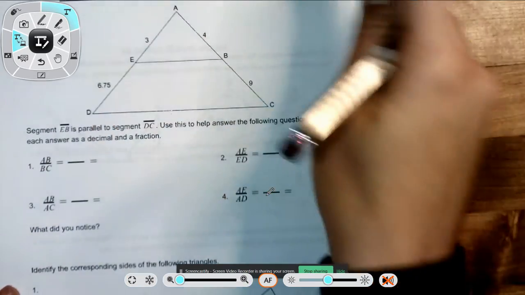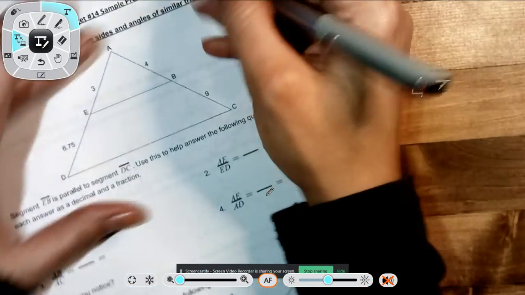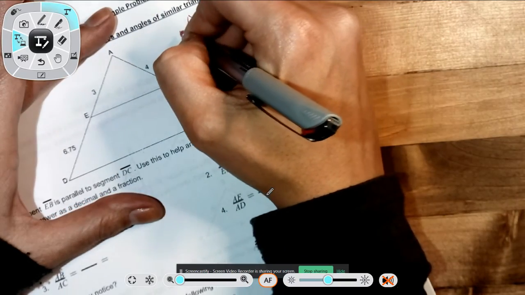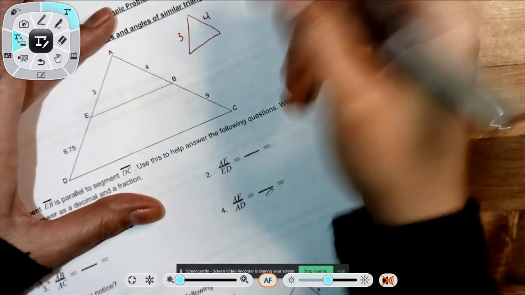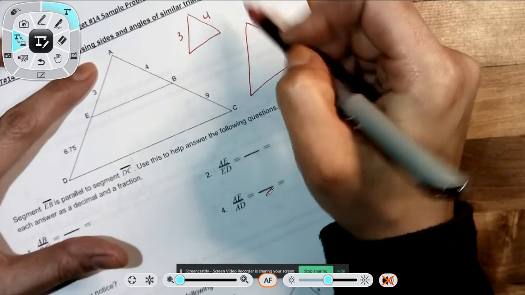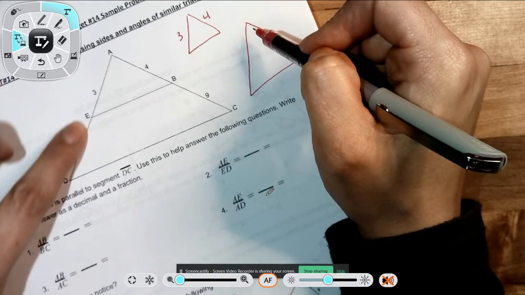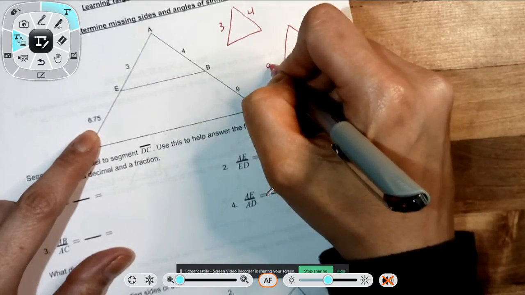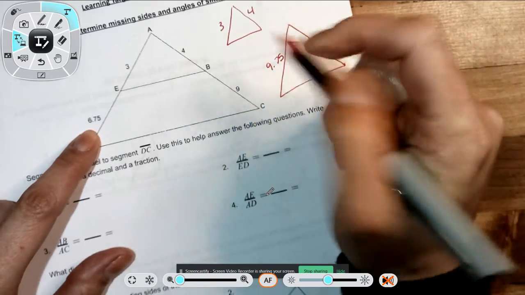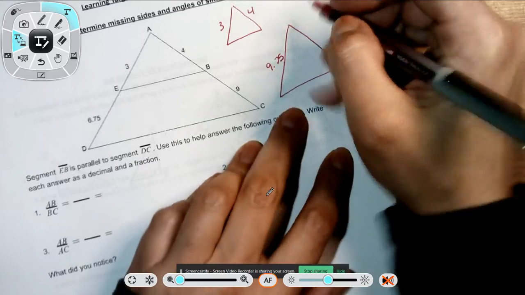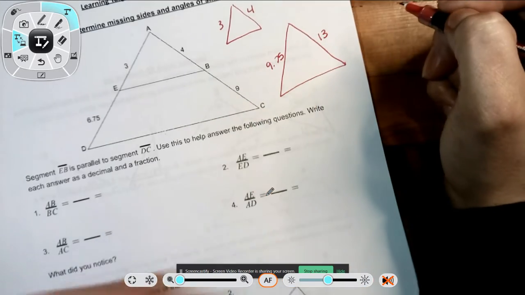When I say separate them, I mean you're literally going to draw those triangles over again, but separated. So this becomes 3 and 4. And then my bigger triangle is this whole side. So that's 3 plus 6.75, so that becomes 9.75. And then over here, it's this whole side. So 4 plus 9, which is 13.